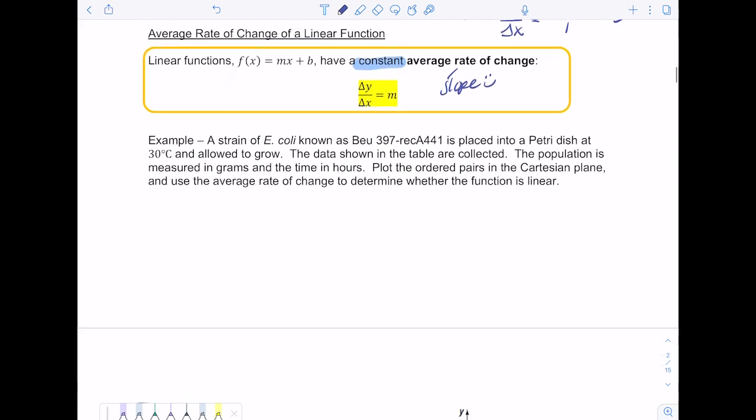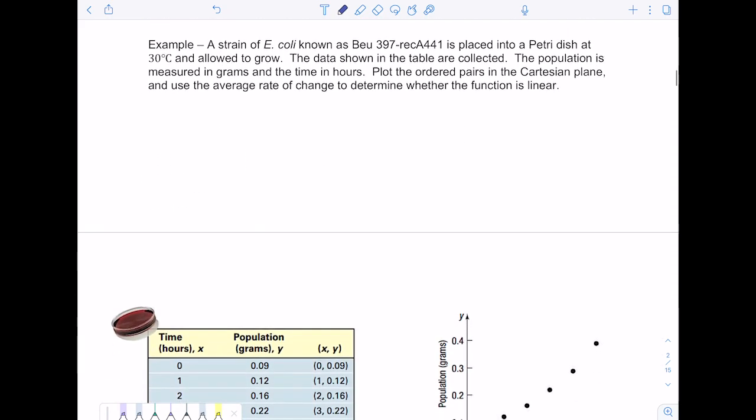If you want to pause the video, you can read the example, and then we can talk about it. So it says a strain of E. coli is placed into a petri dish at 30 degrees Celsius and allowed to grow. The data shown in the table are collected. The population is measured in grams and the time in hours. Plot the ordered pairs in the Cartesian plane and use the average rate of change to determine whether the function is linear. So remember, if it's linear, it means that the slope will be constant, or the average rate of change will be constant.